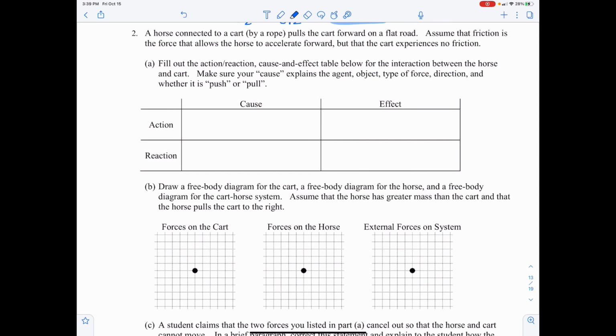Number 2, a horse connected to a cart by a rope pulls the cart forward on a flat road. Assume the friction, the force that allows the horse to accelerate forward, but that the cart itself experiences no friction. Part A, fill out the action-reaction cause and effect table below for the interaction between the horse and the cart. Be sure your cause explains the agent, object, type of force, direction, and whether it is a push or pull.